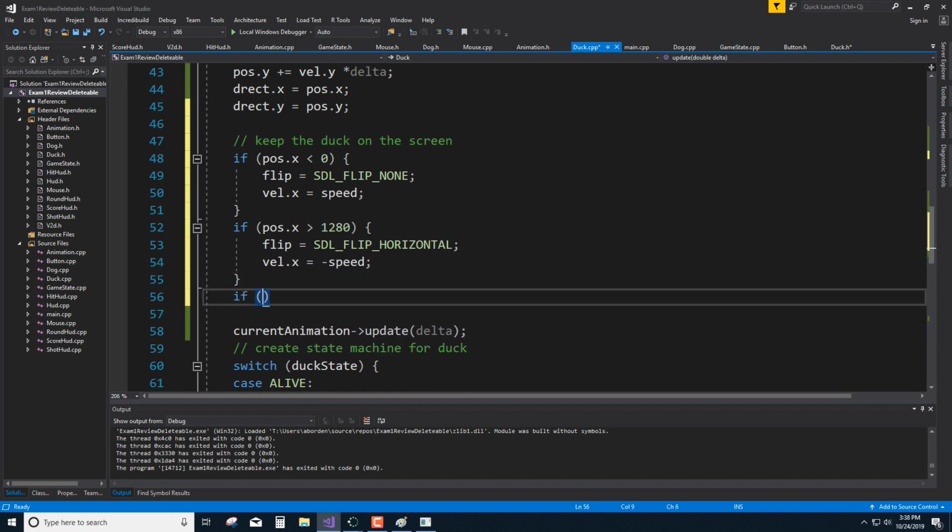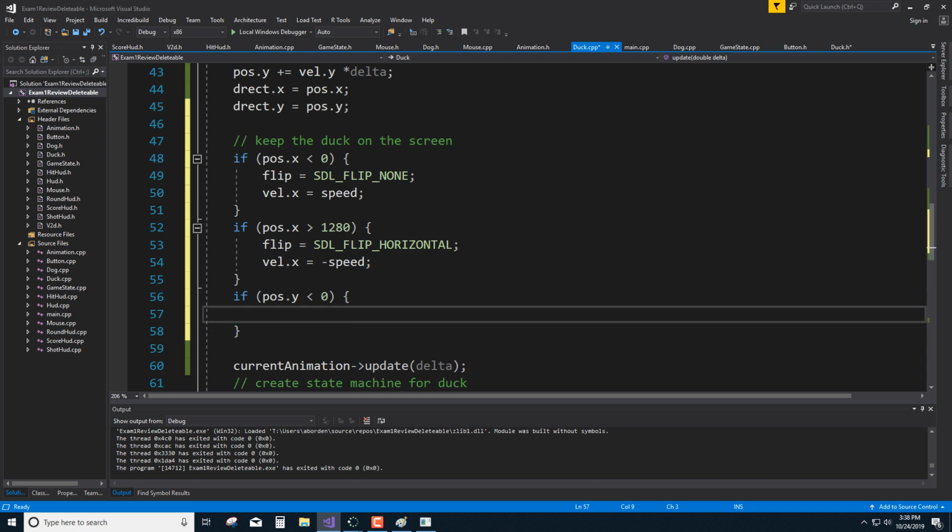Okay, we just gotta do something with the Y. Position.y is less than 0. We're not concerned with the flip, right? Because he doesn't have downward animations. But we will want, if he's flying down, him to take on the flying straight animation. It would look kind of funny if he was facing up and going down. There's no flip there. We may want to change the animation though.